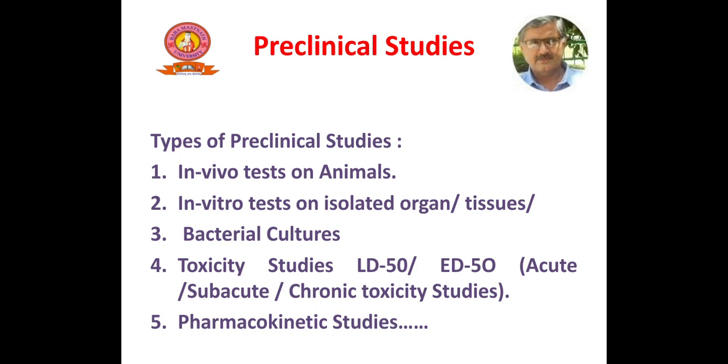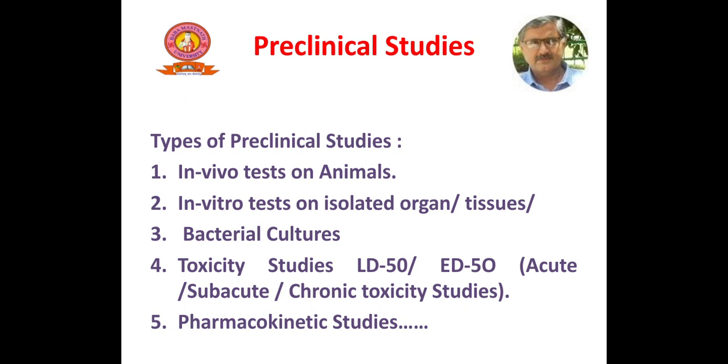In vivo we use the full animals, whereas in vitro we take one organ or one tissue out of the animal's body, and we do the experiment outside the body of the animal. Bacterial cultures can be used.